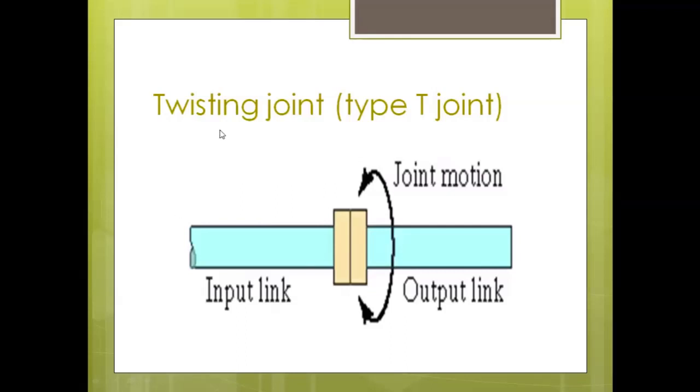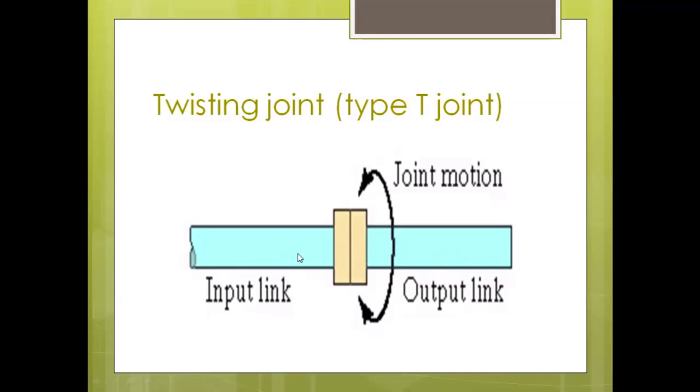Next, a very important joint is the twisting joint. It is also called a type T joint. Just observe here, this is the input link, this is the output link, and this is a twisting joint in between. It gives a relative rotary motion between the input link and output link, but the axis of rotation is parallel to the axes of the input link and output link.